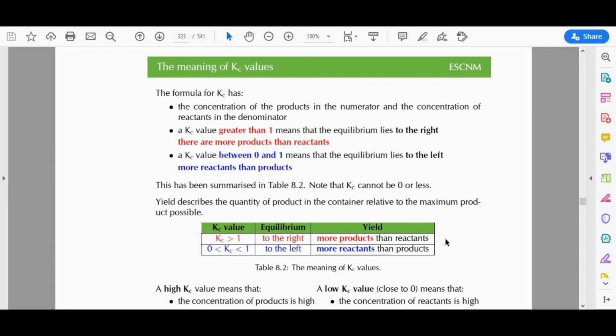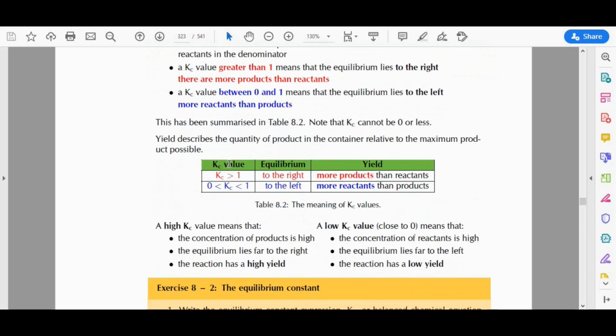More products were made from the reactants. But for the second example, we had an equilibrium constant between 0 and 1, 0.21, which is definitely between 0 and the number 1. That means there were definitely more reactants than products. We saw that when only 0.1 mole of SO2 was used, and at equilibrium we still had 0.4, and to begin with we had 0.5. So that definitely means that the equilibrium lies more towards the left.